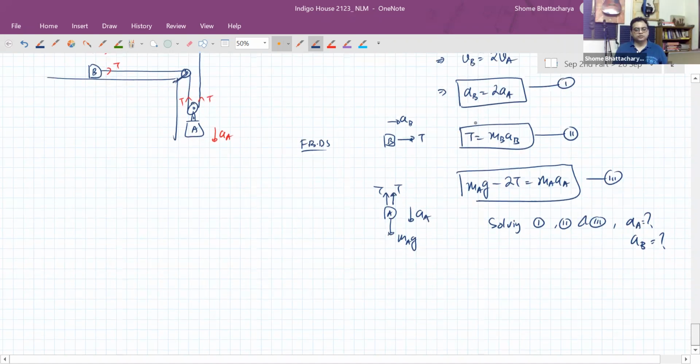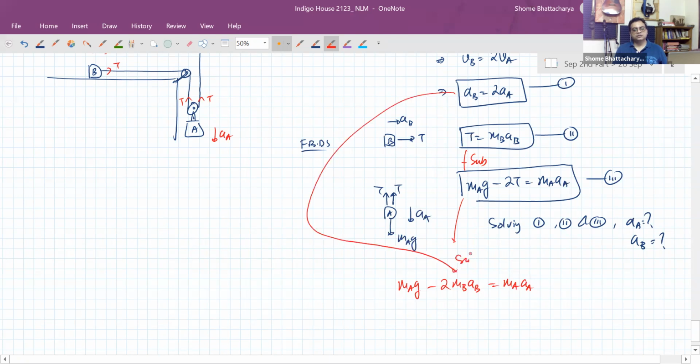Okay, so what we can now do is we can substitute the value of tension from here in this equation. So this will become weight of A minus 2 times mass of B into acceleration of B is equal to mass of A into acceleration of A. Then we can substitute this over here. So this becomes weight of A minus 2 times mass of B into 2 times acceleration of A.